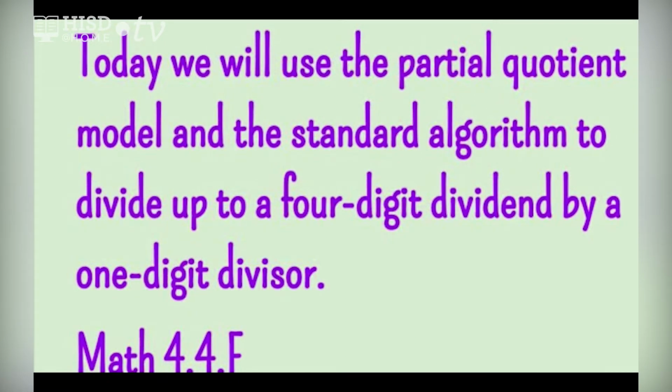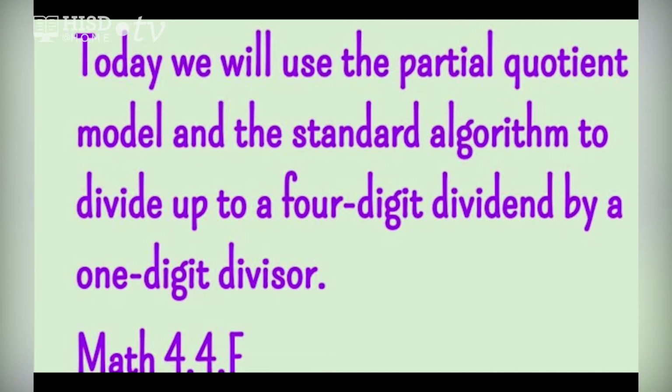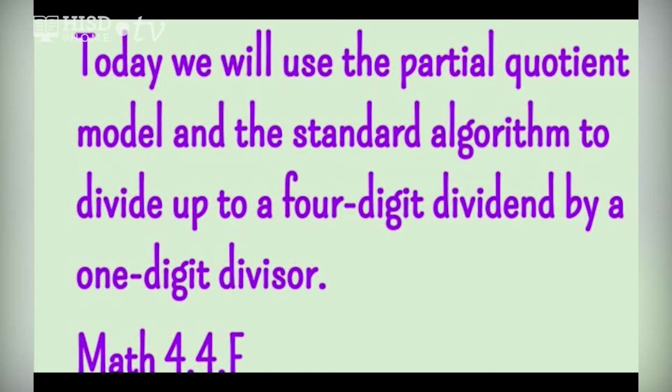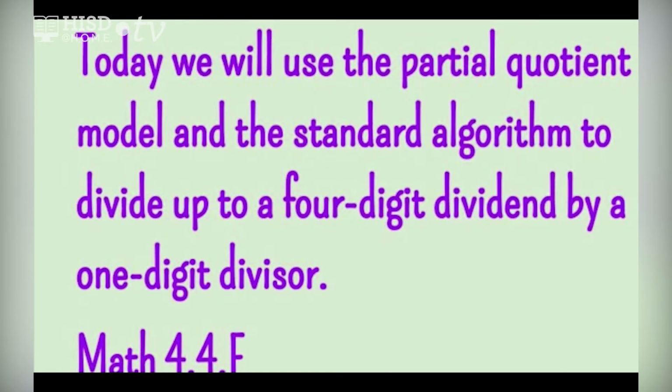All right, everyone. So basically, this objective just tells us that we are going to use 2 different strategies to divide today. The first one is the partial quotient model, and the second one is the standard algorithm. And we are going to divide up to a 4-digit dividend. And remember that the dividend is the number that we are dividing, and the 1-digit divisor is the number that we are actually dividing by.